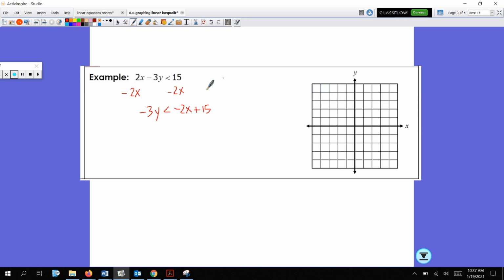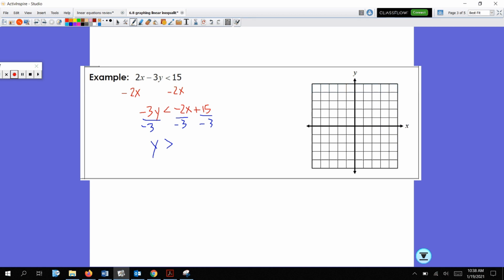Remember, I need y to be by itself, but I have this -3 out front. We're not going to add 3 if that's what you're thinking. We're going to divide because this is multiplication between this -3 and y. There's no symbol here. That's multiplication. So how do we undo multiplication? We divide. But we're dividing by a negative. So when we divide by a negative, we need to flip the symbol.